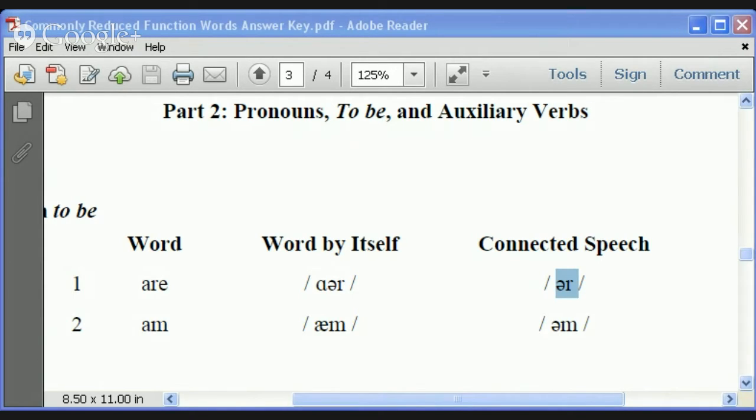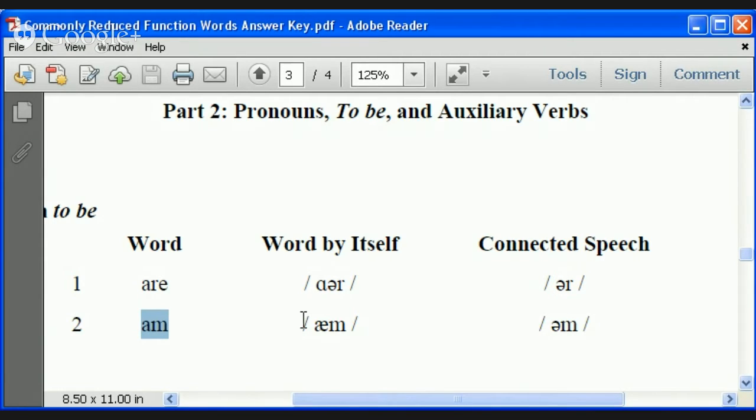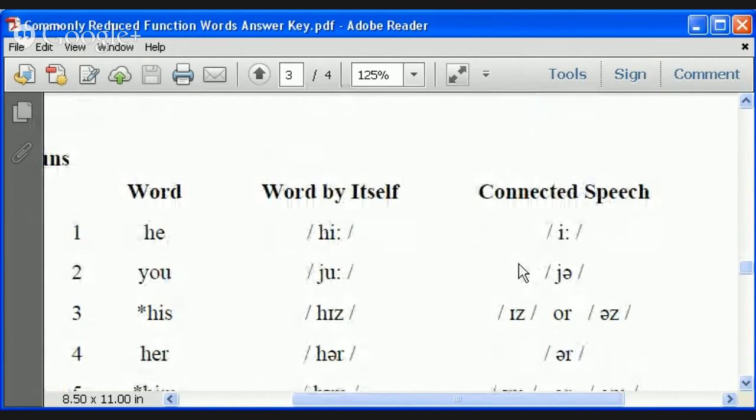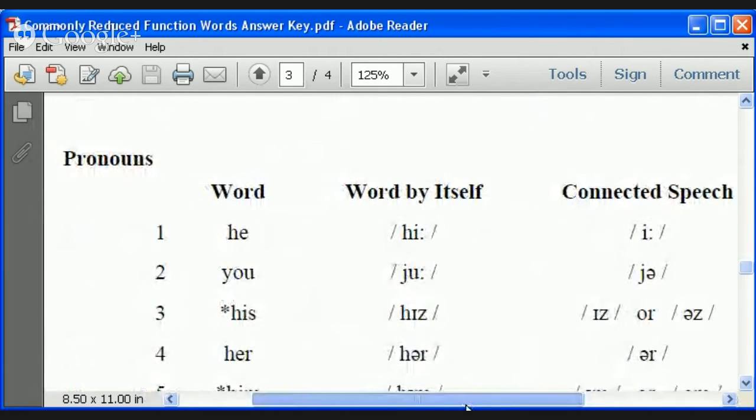Okay. Am, of course, dictionary pronunciation is the sound, am. But of course, when we attach it with a pronoun, we use the contracted form I'm, I am, I'm. Okay, but so it's obviously going to be reduced. This is an obvious reduction. So let's just move on. Let's look at some pronouns now.